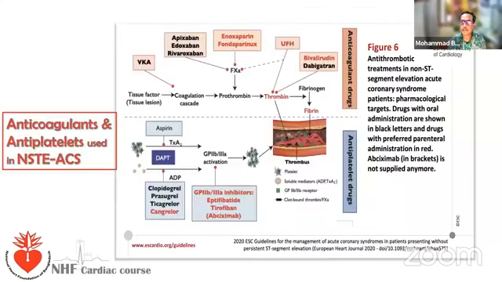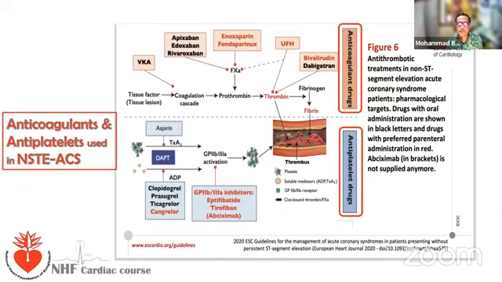So what are the drugs? There are some anticoagulant drugs and there are some antiplatelet drugs. Among the anticoagulant drugs, there are vitamin K inhibitors, which inhibit the coagulation cascade. There are factor 10 inhibitors. There are thrombin inhibitors. And among the antiplatelets are aspirin, clopidogrel, prasugrel, ticagrelor, and GP2B3A inhibitors.